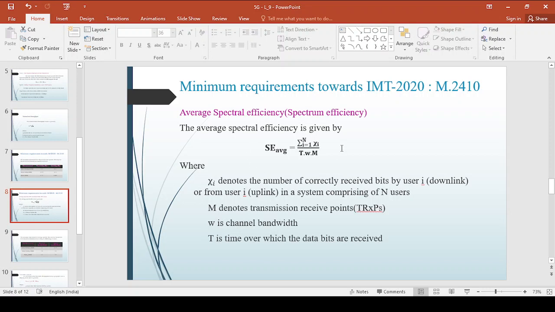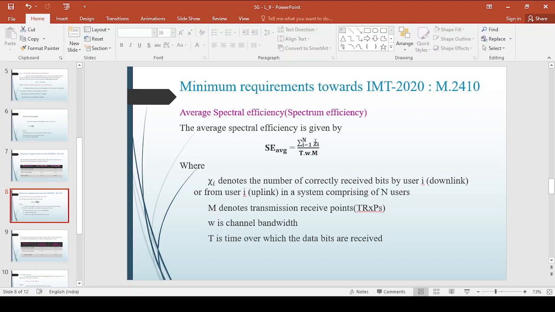Now this is the formula to calculate average spectral efficiency, which is given by summation i equals 1 to n of xi divided by t dot w dot m. For a system consisting of n users, xi denotes the number of correctly received bits by user i, either in the downlink or in the uplink. T is the time over which the data bits are received. W is the channel bandwidth and m denotes the number of transmitting and receiving points. This is also called spectrum efficiency, given by summation i equals 1 to n of xi divided by t dot w dot m, that is multiplication of t with w with m.